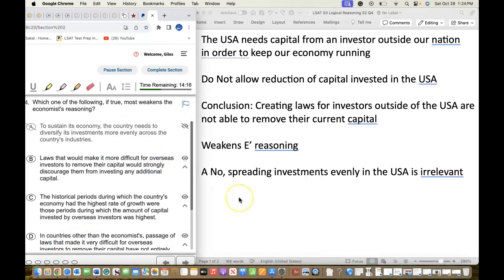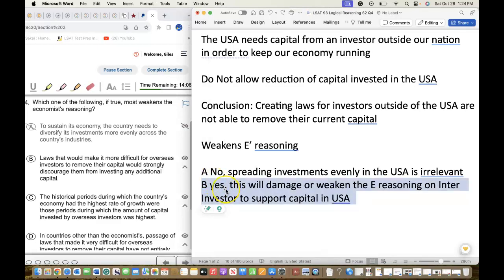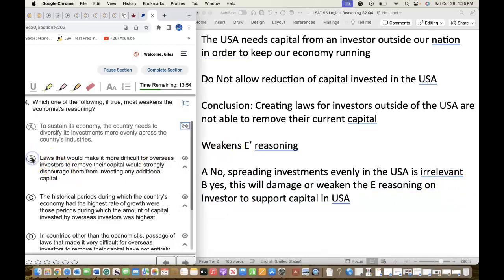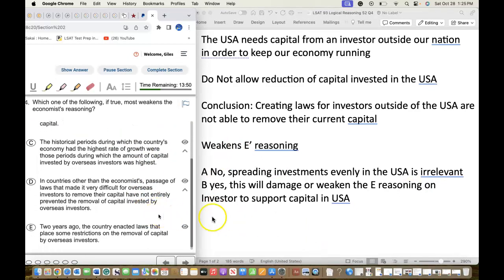Choice B, laws that would make it more difficult for overseas investors to remove their capital would strongly discourage them from investing any additional capital. Yes, this will damage or weaken the economy's reasoning on investors to support capital in the USA. And let's continue, see if there's a better answer.